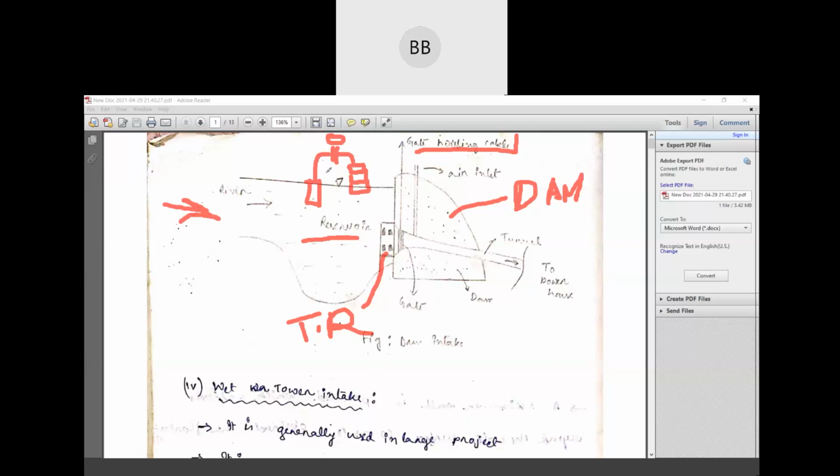So this is basically the arrangement for opening or closing the gate. The cable that connects the gate and the weight is called the hoisting cable. That's why this is the gate hoisting cable, and then we have an air inlet. This is our tunnel, and this shaded portion is our gate.